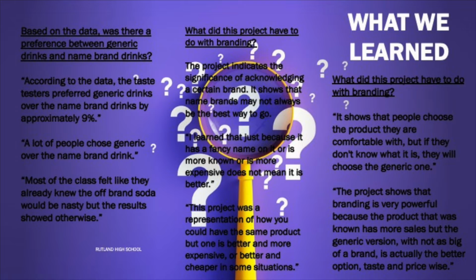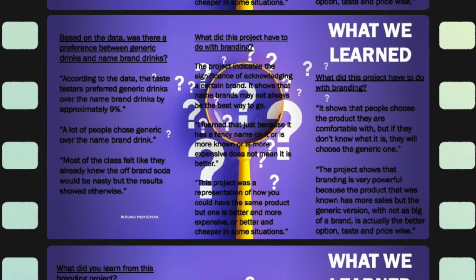It shows that people choose the product they are comfortable with, but if they don't know what it is, they will choose the generic. The project shows that branding is very powerful because the product that was known has more sales, but the generic version with not as big of a brand is actually the better option, taste and price-wise.